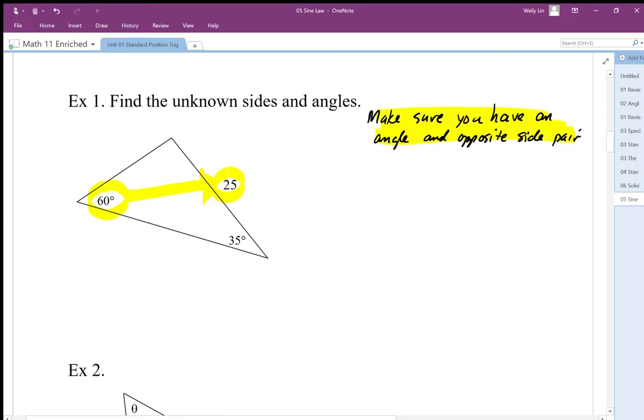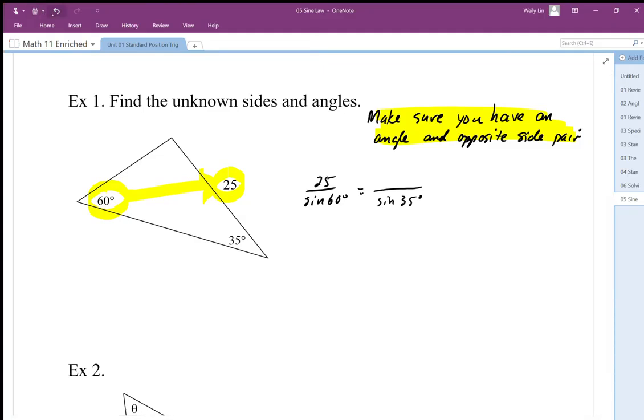In this case we do, so we're going to set up the sine law. When we set up the sine law, it looks like this. We take the angle and the opposite side. It doesn't matter which way you write the ratio. I'm going to write the side on top, sine on bottom. And this way, as long as we make sure that the other pair has the same orientation, sine on bottom, so 35 degrees. That's my sine.